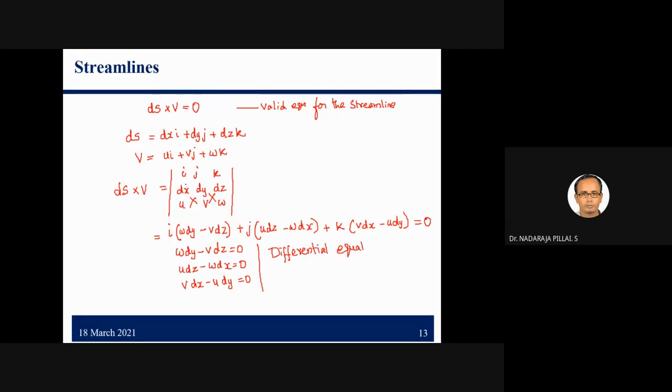This is the differential equation for the streamline, right? So we know u, v, w as a function of x, y, z, and we can integrate and we can have the equation for the streamline f of x, y, z equal to 0. So let us have further discussion on this, right?